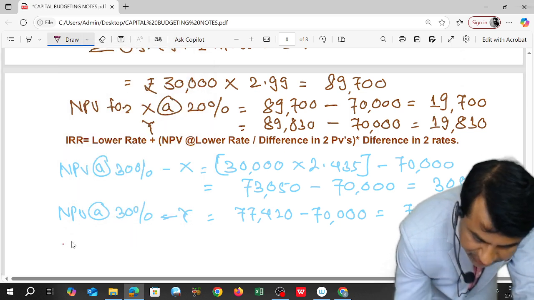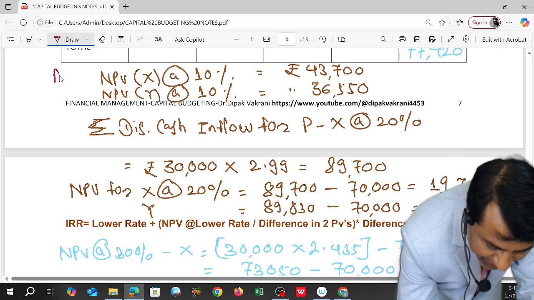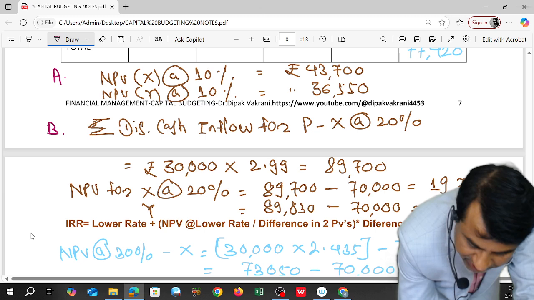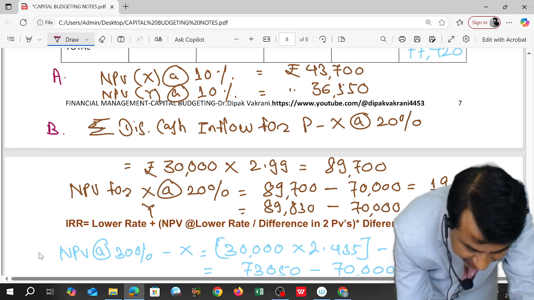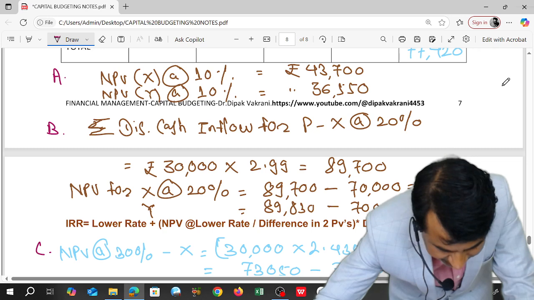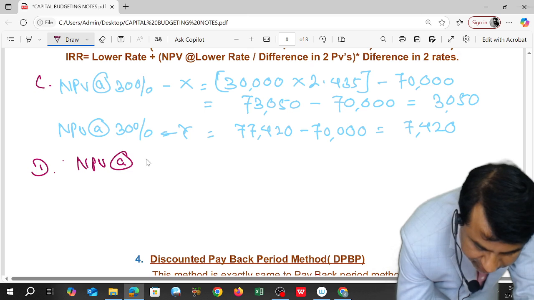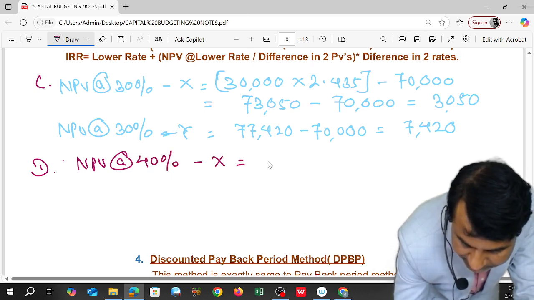So we tried so many here. So this is A, right? Then we have done B at 20%. First is 10, then 20, then we have done 30. It is C, and now for D we are trying 40%. So now let's directly try 40. NPV at the rate 40%. For X, let's try first.